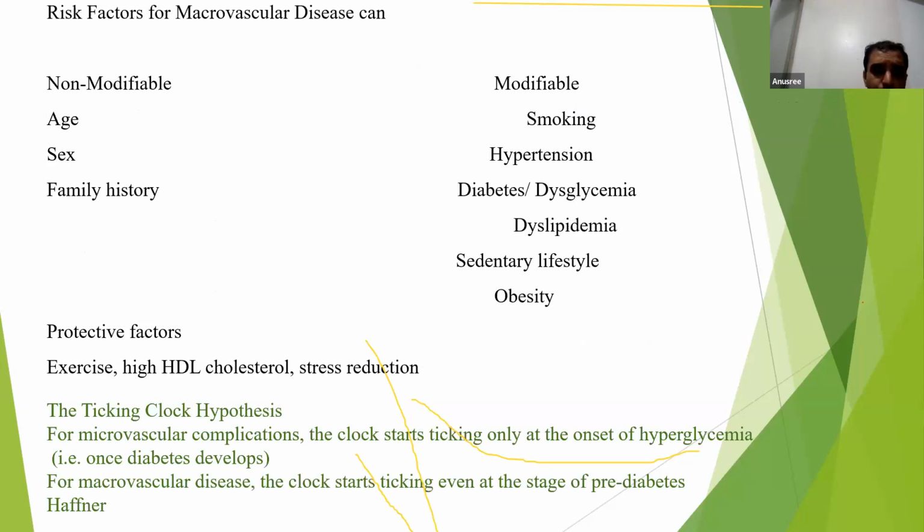There is a ticking clock hypothesis which suggests that microvascular complications start once hyperglycemia sets in. But for macrovascular diseases, the clock is ticking even at the pre-diabetic stage.